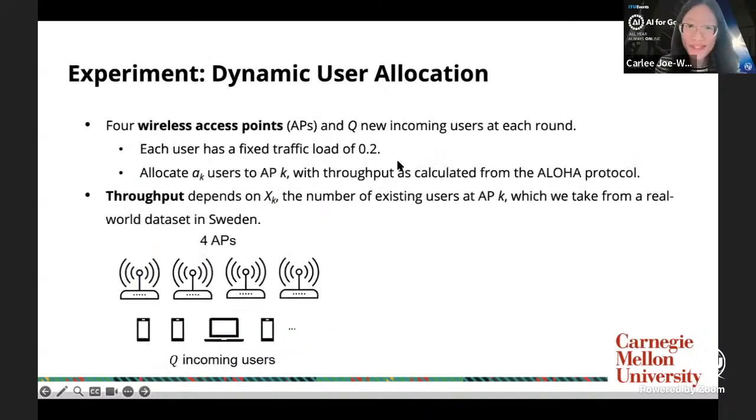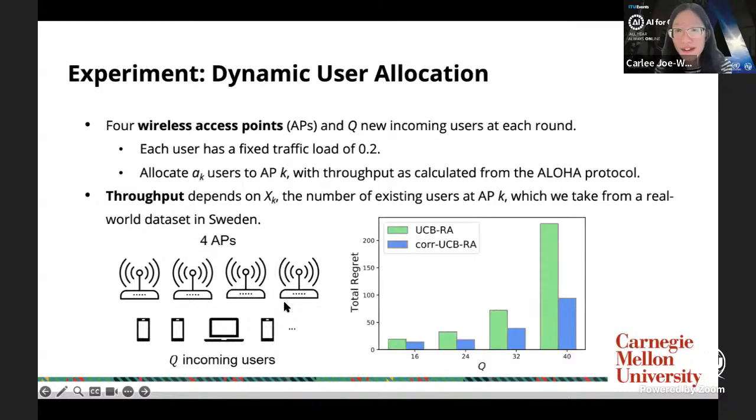My last few slides are just us evaluating this algorithm for some practical settings. The first setting that we looked at was allocating users to different wireless access points. Here we were using a wireless trace from Sweden that measured the number of active users at each access point. And the idea is you have a bunch of incoming users and you want to assign them to each access point so as to maximize throughput.